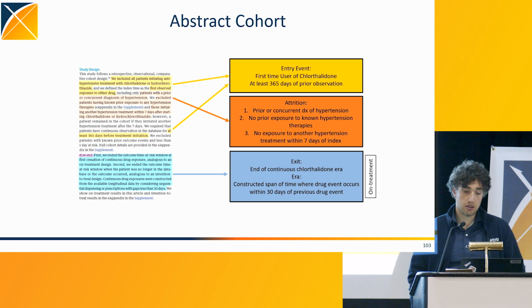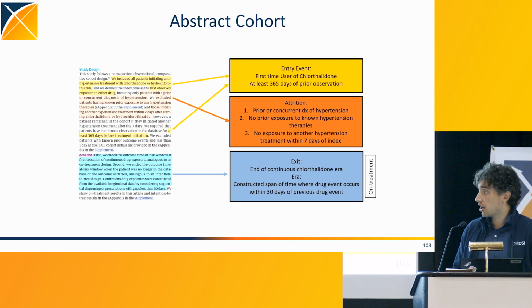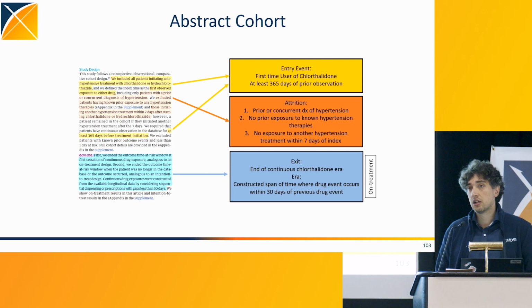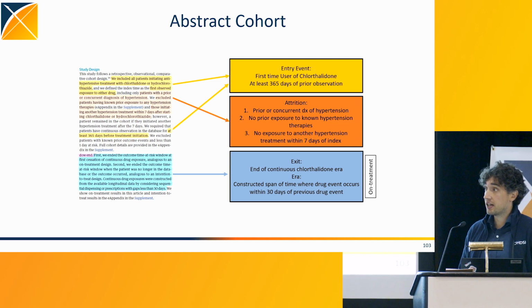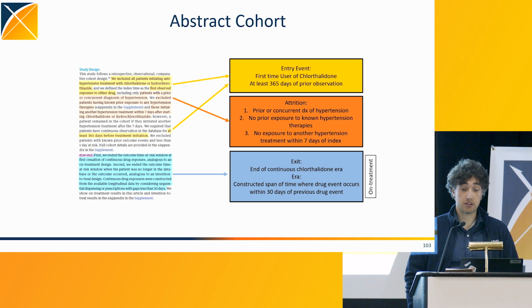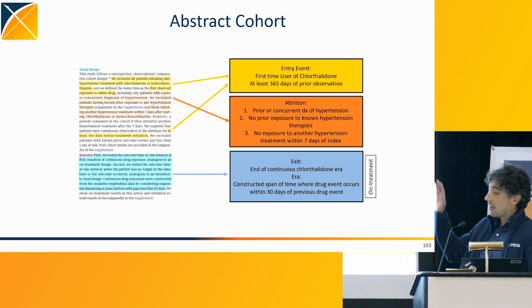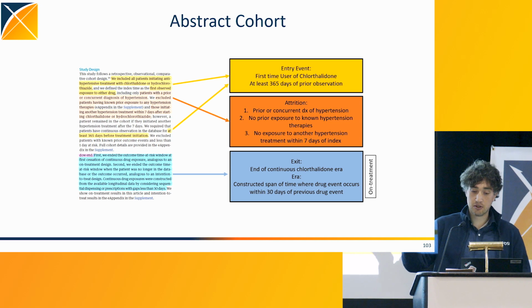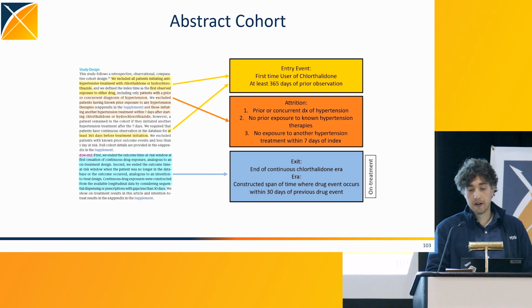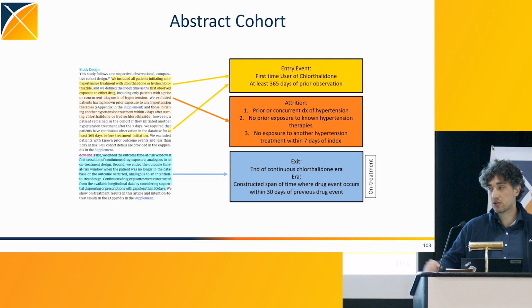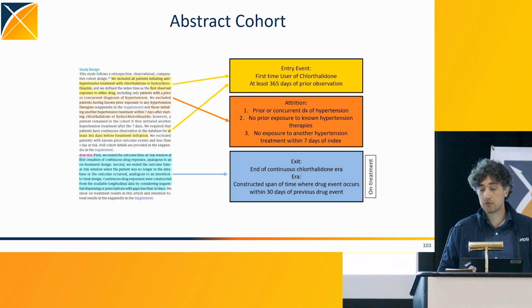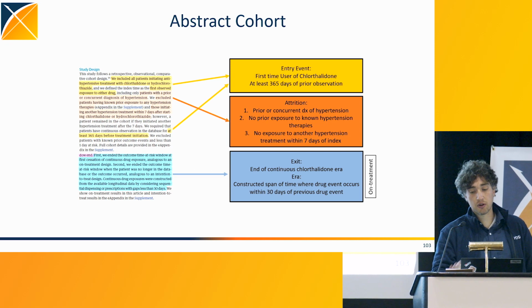Now we look at the attrition. They have to have a hypertension diagnosis, so that's the reason why they're getting chlorothalidone. And then they can't have any exposure to known hypertension therapies, so they can't have hydrochlorothiazide or any other hypertension drugs prior. The third one, no exposure to hypertension within 7 days. I'm going to hand wave that and just pretend that says 0 for the sake of the demonstration. But that was something in the paper that they said, so there was a clean window 7 days after. But we're going to pretend it's 0.